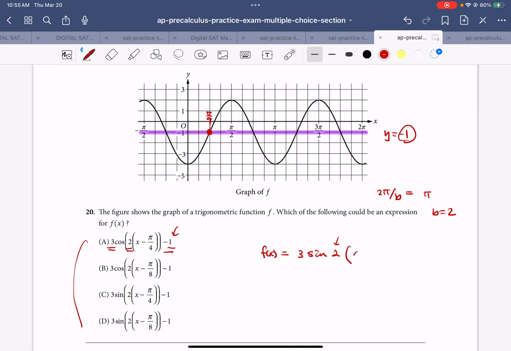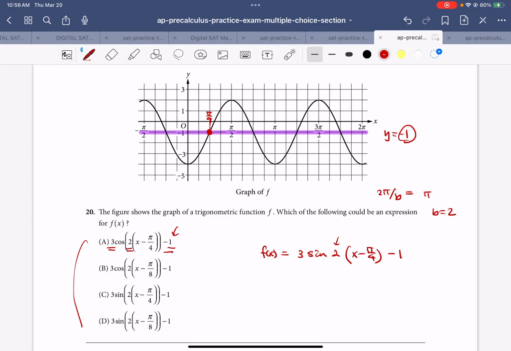And then you can say x minus pi over 4 because of horizontal translation. You start from here, right? Not here. So pi over 4 units to the right. And then it shifted down, right? Shifted down. So vertical translation 1 unit down, so -1. So let's see, you have that.